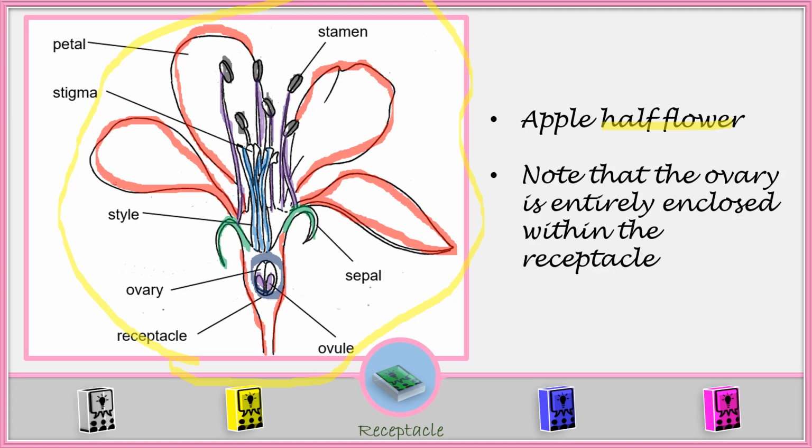Note that the ovary is entirely enclosed within the receptacle. It is completely within the receptacle. If you look at our ovary, it is embedded in the receptacle.